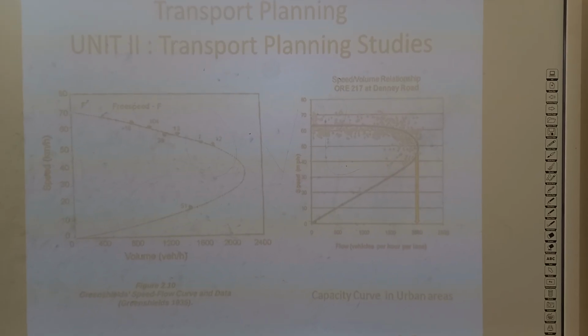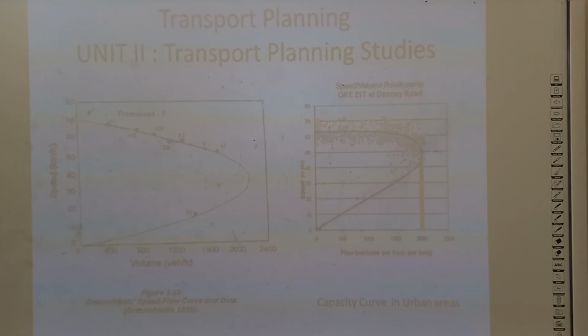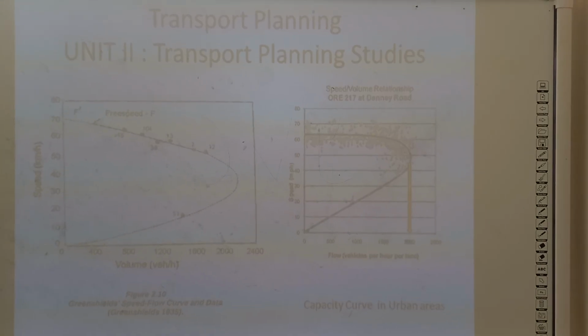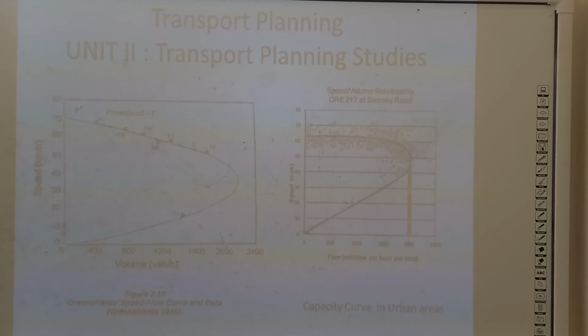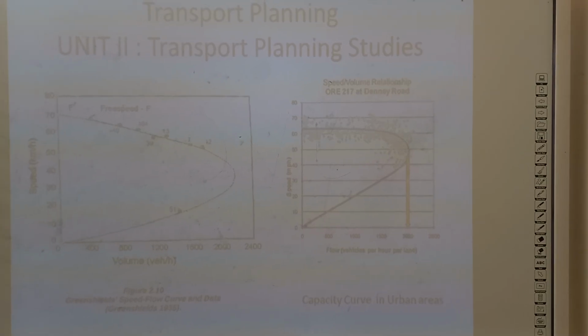Through the scattered points, you draw a parabolic curve, so that the curve joins the y-axis at a particular point. That is called the free flow speed. Half of the free flow speed corresponding to that will give the capacity of the road. So capacity can be analyzed theoretically, diagrammatically, by conducting volume study and speed study on the road.